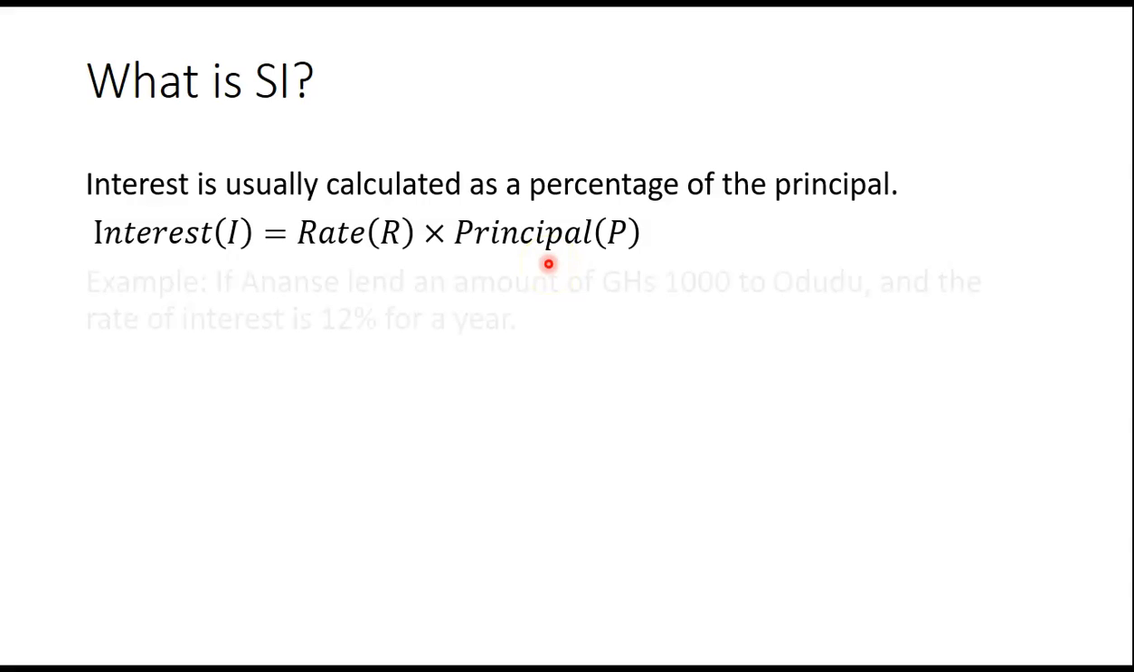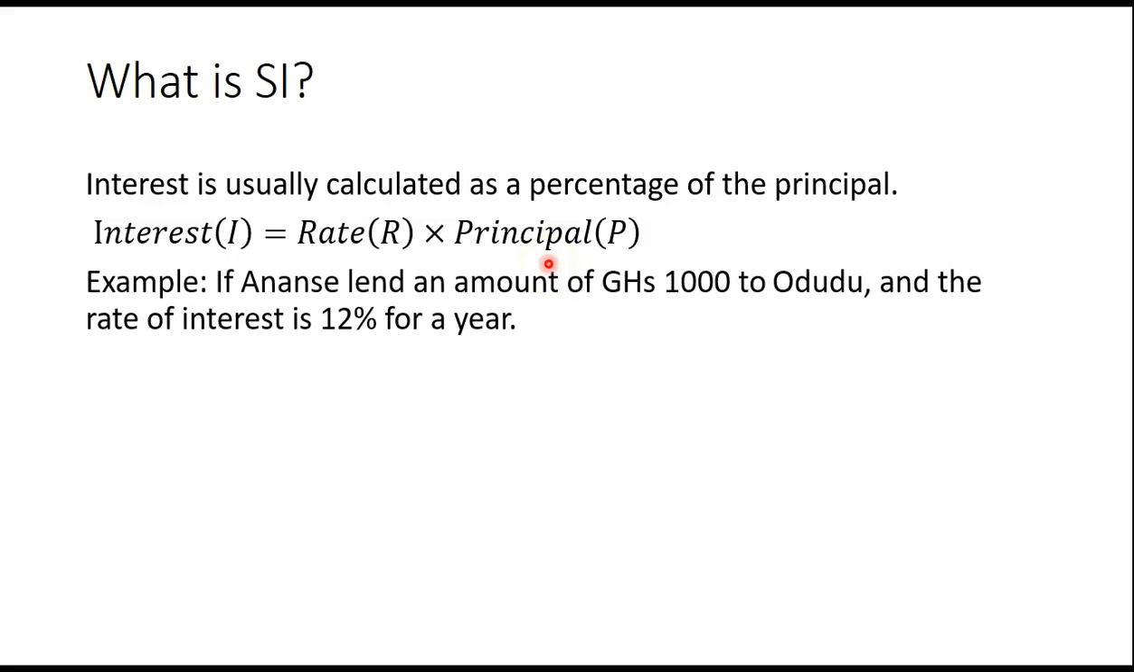So let's take, for instance, if Ananse lent an amount of 1,000 Ghana cedis to Odudu, and the rate of interest is 12% for a year. Are you getting it? What would be his interest for that specific year, just that 1 year? It should just be what? 12 over 100 times 1,000, and that gives you what? 120 Ghana cedis.